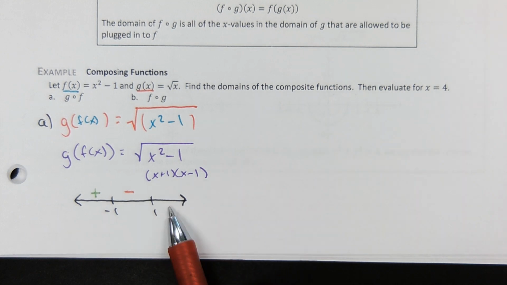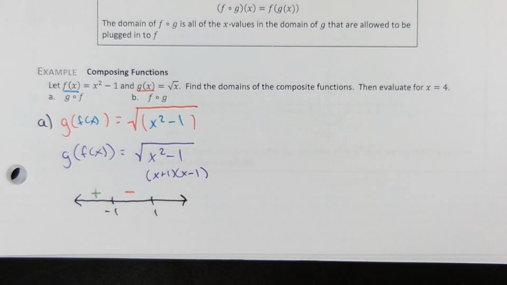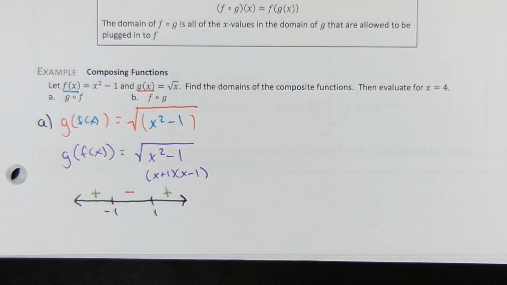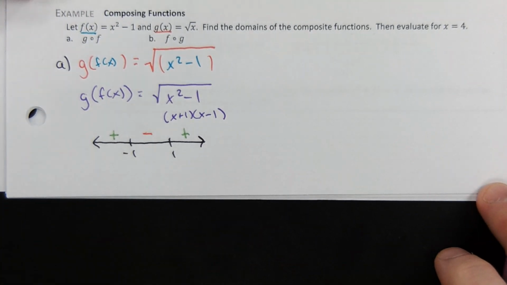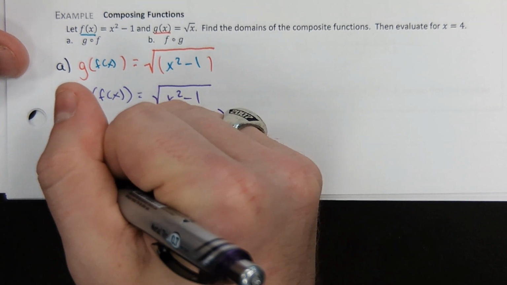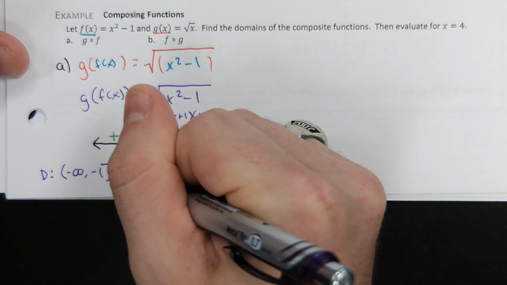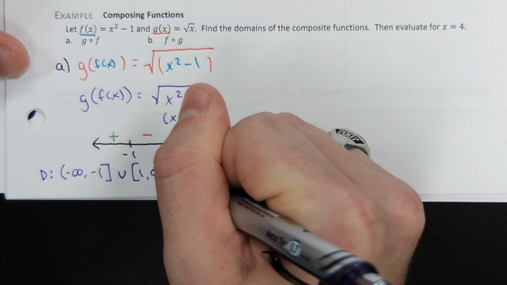And then you grab a representative out here, like 2. 2 plus 1 is positive. 2 minus 1 is positive. 2 positives multiply to give you a positive. Your domain is where the positive values would exist. From -infinity to -1 included, union, 1 to infinity, including the 1.